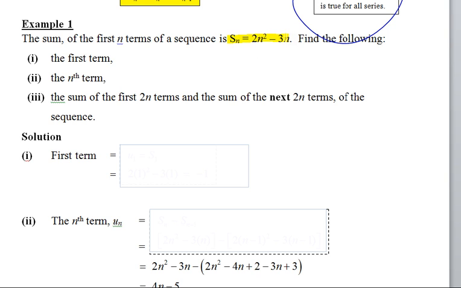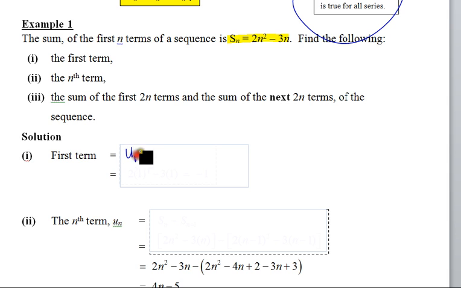This expression, Sn, gives you the general expression for the sum to n terms. Question, they ask you what is the first term? How do you find the first term? Is it obvious to all of us that the first term is actually S1? Sum to one term, the first term only. So the first term is just S1.